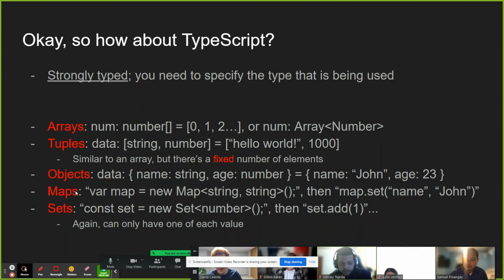Maps, same concept. We create a new map. We're using this chevron kind of syntax here, which basically just defines what we have to be using for those spots, string and string there. And last but not least, sets, same thing, but you do have to use this chevron syntax right here again. And of course, with sets, you only have one of each value.